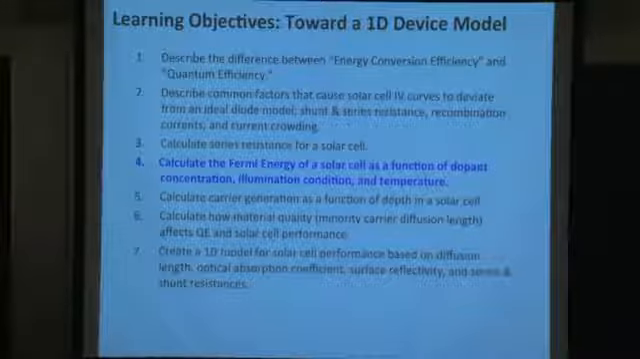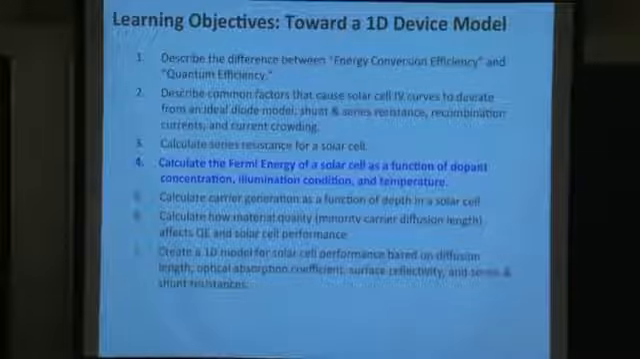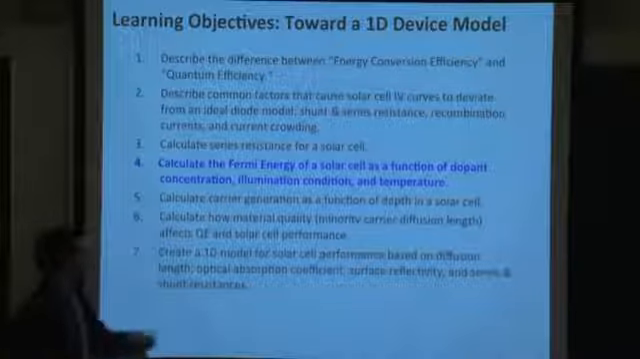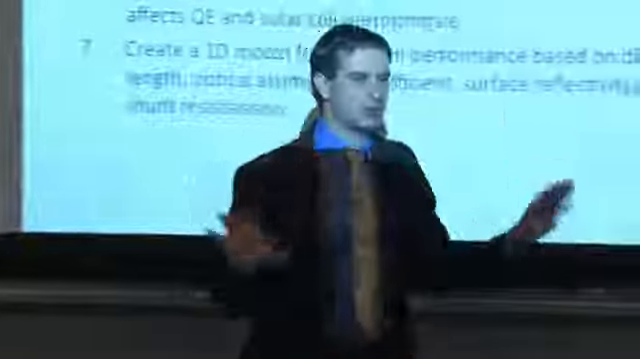All right, so I wanted to get through at least one more point to really set us up well on Tuesday. We want to be able to calculate the Fermi energy of a solar cell as a function of dopant concentration, illumination condition, and temperature. So far, we've really talked about the Fermi energy, the chemical potential inside of a solar cell in hand-wavy terms.